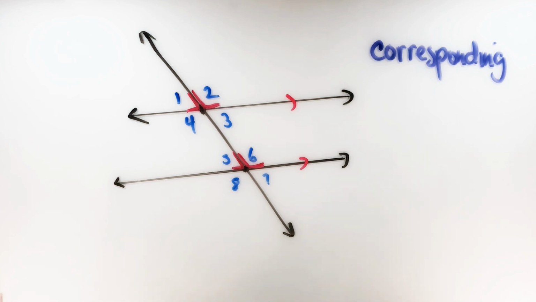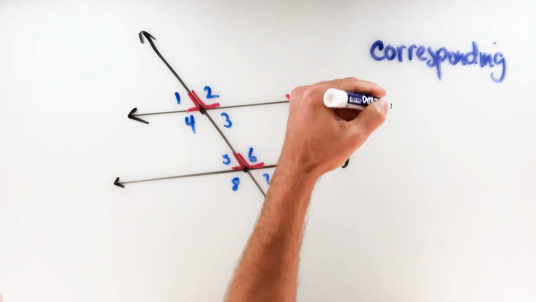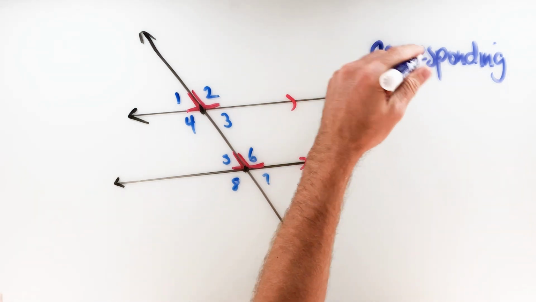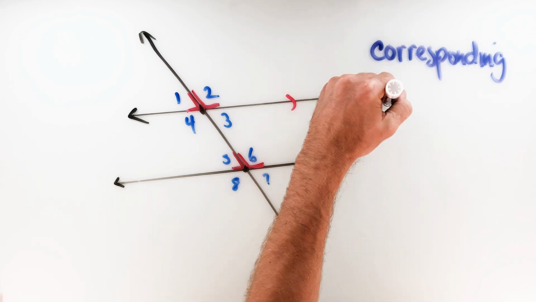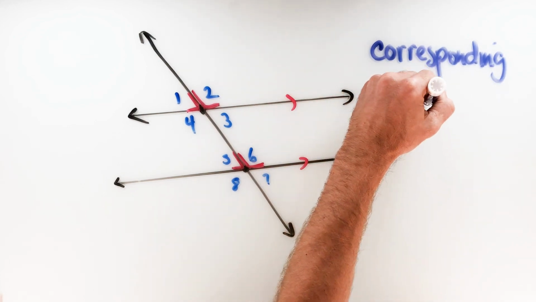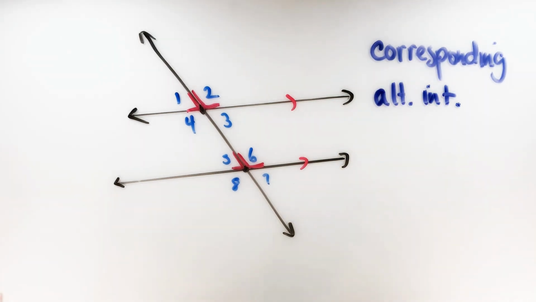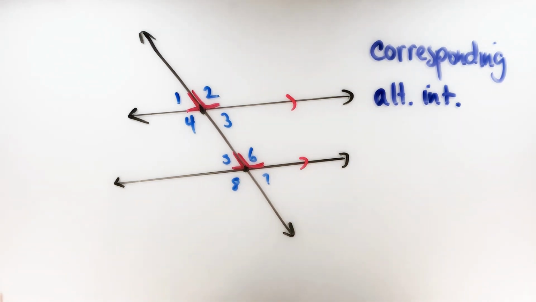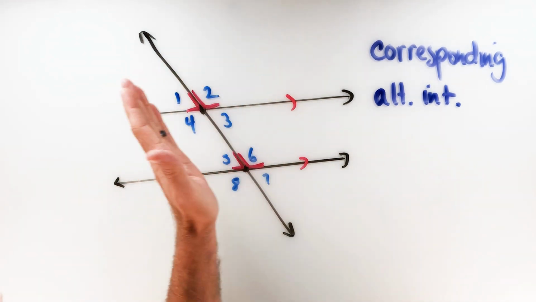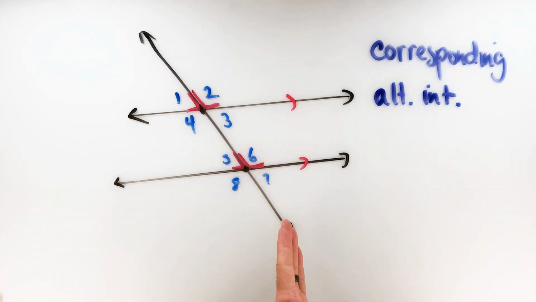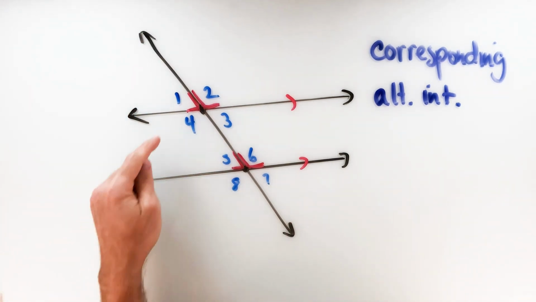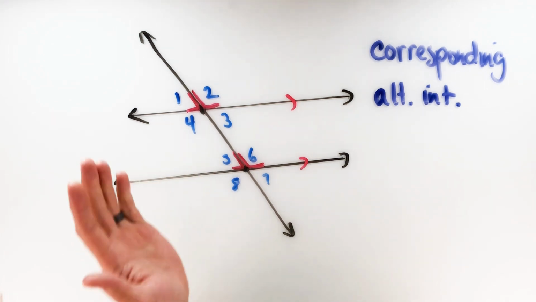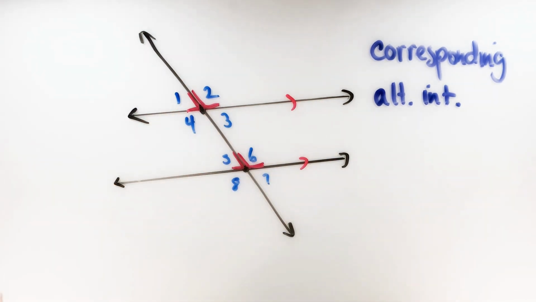Now the next type of angle pair, I'm going to abbreviate here so I can save some space. We're going to call these alternate interior angles. The name of these angles tells us a little bit about this type of angle. We start with the word alternate. Alternate in this case means on opposite sides of the transversal. The transversal is coming down this way. We have angles on the left side of the transversal, 1, 4, 5, and 8. We also have angles on the right side of the transversal, 2, 3, 6, and 7.